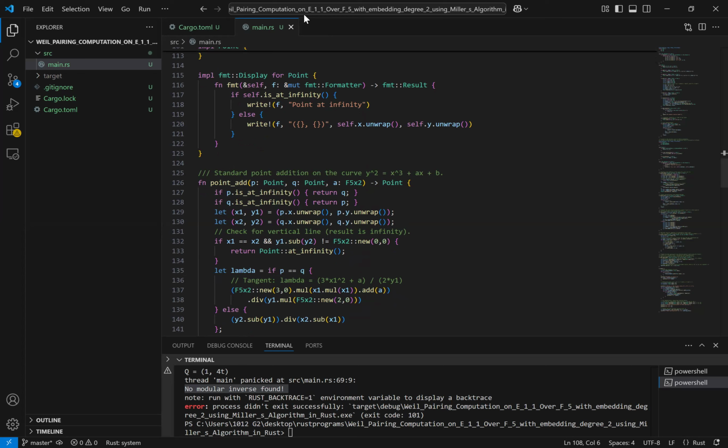Okay, so let's continue the examples. But this is the example where the denominator is 0, and therefore we do not get Weil pairing for the 2 points chosen.